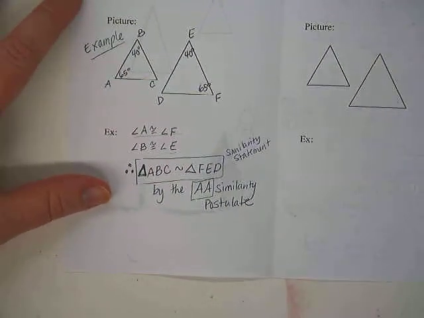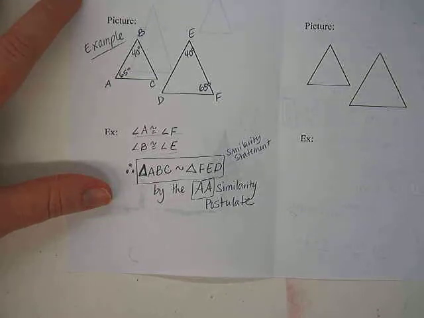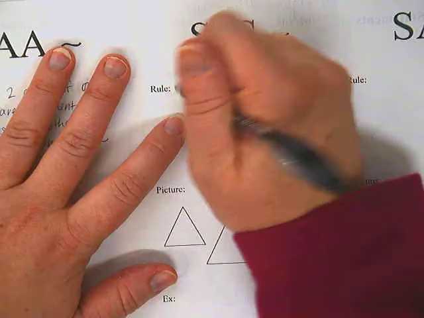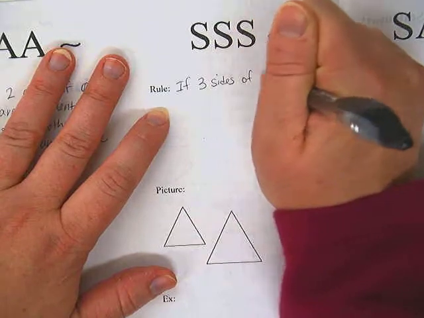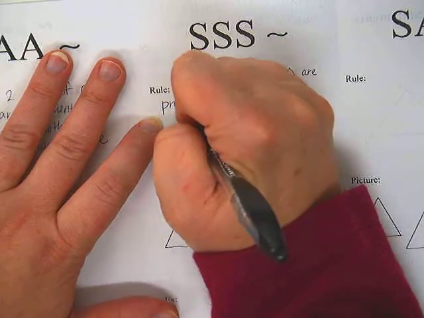The next way we can prove triangles similar is called the SSS Similarity Postulate, which is much different than the SSS Congruence Postulate. The SSS Congruence Postulate says that the sides are congruent. But for the SSS Similarity Postulate, the sides don't need to be congruent. In fact, usually they're not. Instead, we say that they are proportional. Okay? So going to the side postulate, it says if three sides of one triangle are proportional.